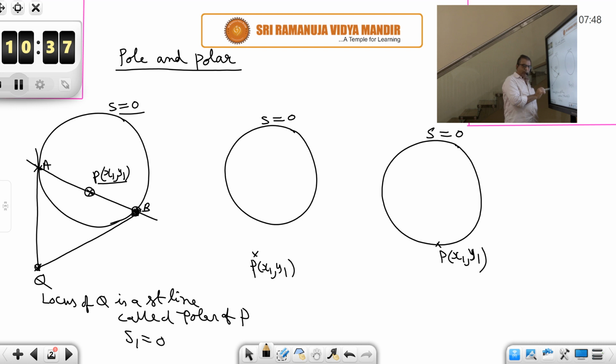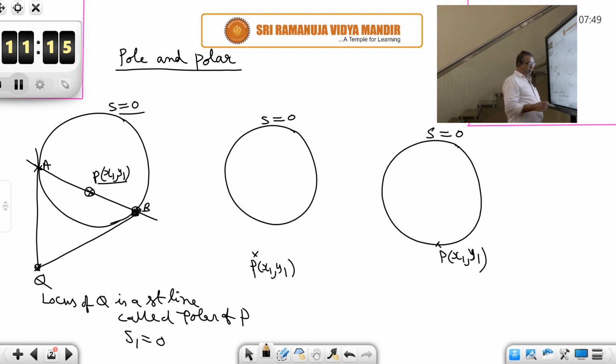Again, the locus of the point of intersection of tangents drawn at the extremities of the chords of the circle S is equal to 0, which pass through the point P, is a straight line called the polar of P. Its equation is S1 is equal to 0. Okay. Right.